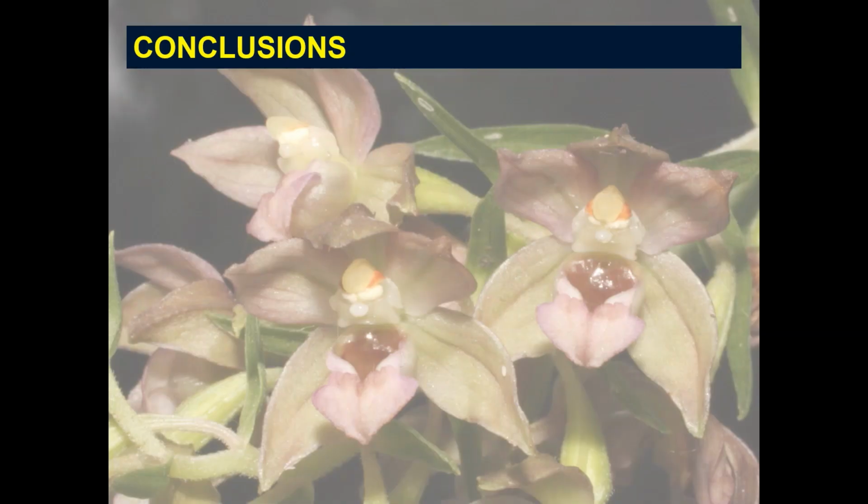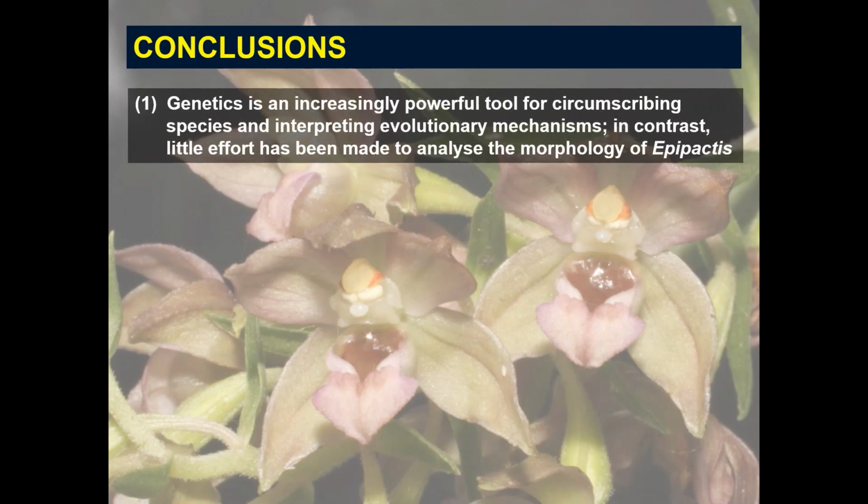So, where does that leave us? Can we pull a few major themes together out of the last 49 minutes? Well, firstly, genetics. I hope I persuaded you that genetics is an increasingly powerful tool for circumscribing species and interpreting evolutionary mechanisms. One thing I haven't really focused on until now is I haven't presented you with any morphological analyses.